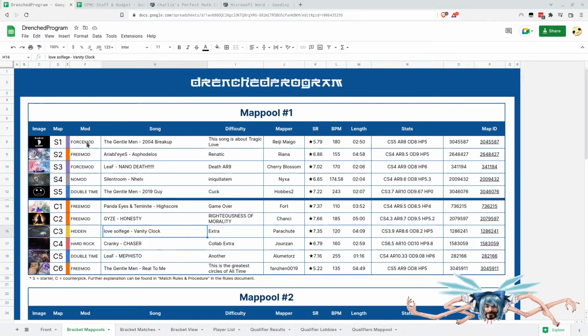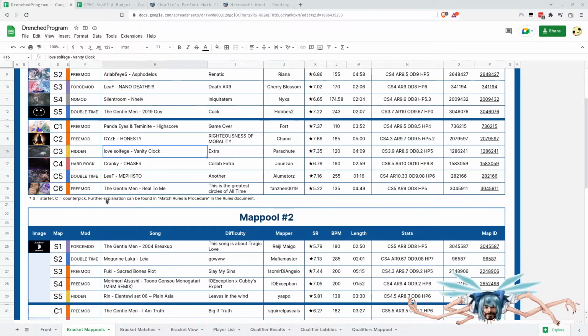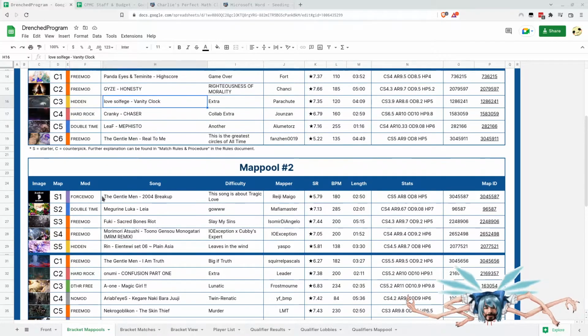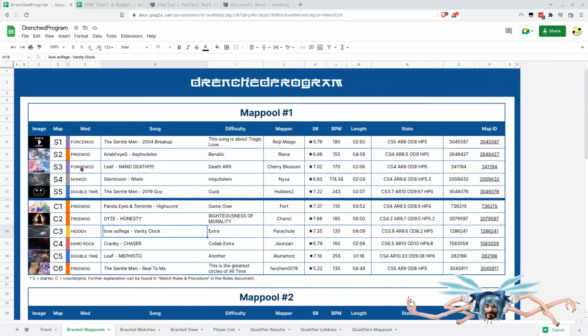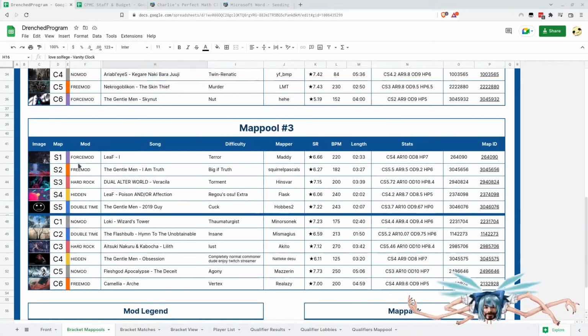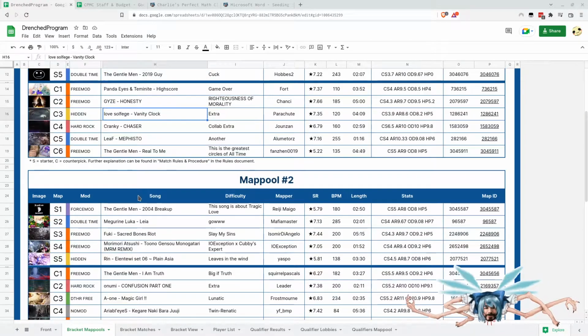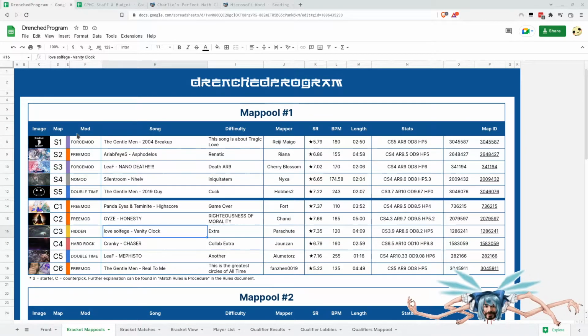So for example, let's compare map pool 1 to map pool 3. Map pool 3 only has 1 force mod, while map pool 1 has 2, right? This wasn't communicated beforehand. In normal Osu tournaments, you have a set amount of each mod every time, and you have a template that's followed.